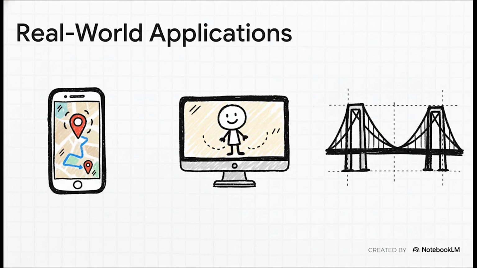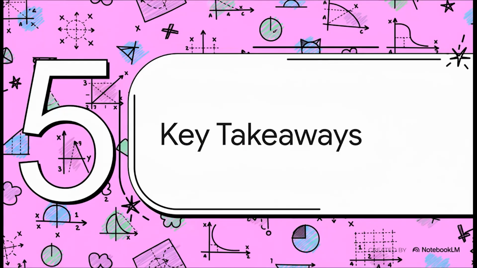This map is exactly what makes GPS work. It's how animators make your favorite characters run and jump across the screen. And it's even how engineers design massive bridges and tall buildings so that they are safe. It is literally everywhere. That was a lot of info.